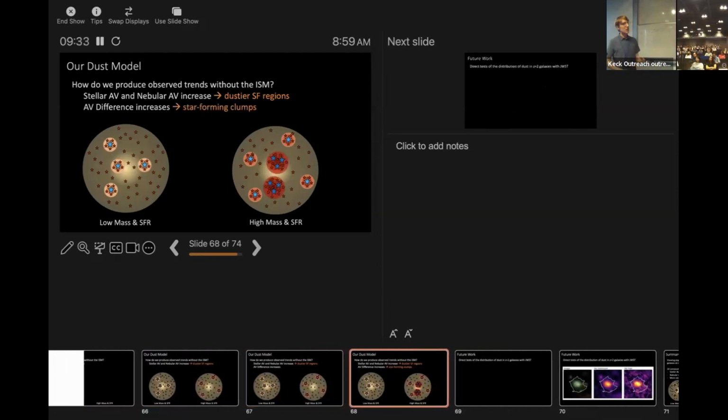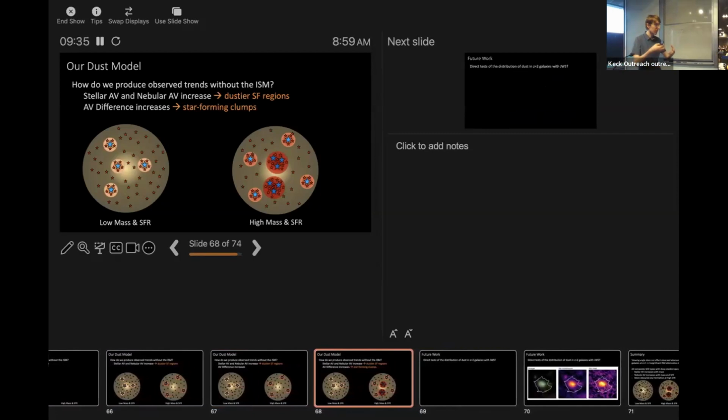And for that, we propose star-forming clumps or central starbursts, or any sort of dense regions of star formation that are going to have higher dust attenuation. And if these are forming lots of young, hot O and B stars that are producing lots of nebular emission, and then going through a very dense, dusty region, that'll drive up the nebular attenuation without affecting the stellar attenuation as much. So this is at least my current model and understanding of dust at redshift 2.